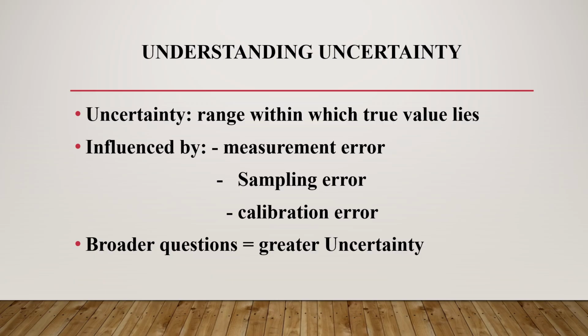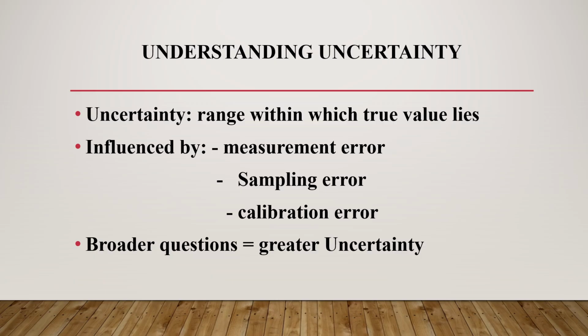Understanding uncertainty. Uncertainty tells us how confident we are in a result. For example, we might say we are 99% sure a compound's concentration is between 21.52 and 23.65 milligrams per kg.